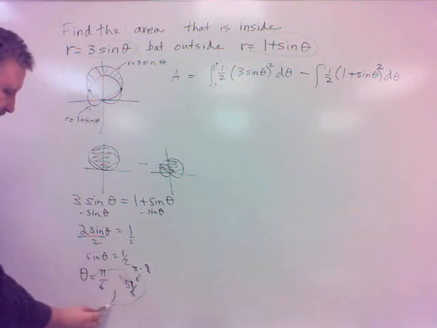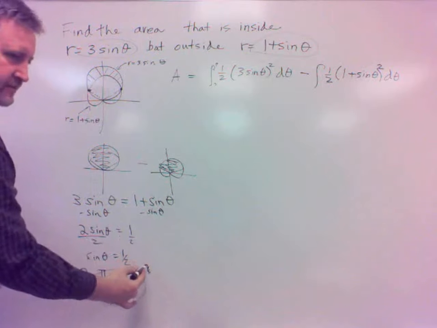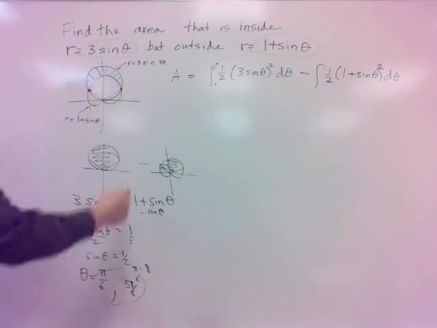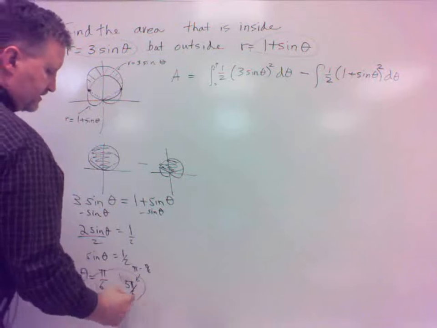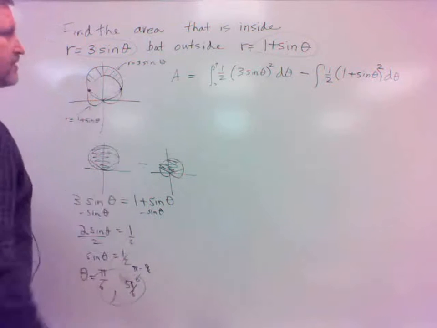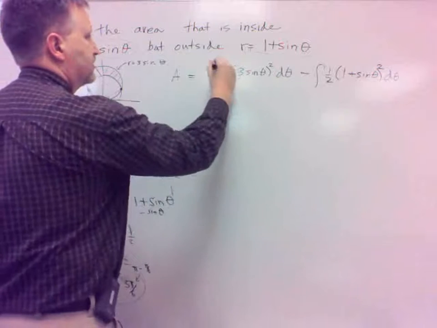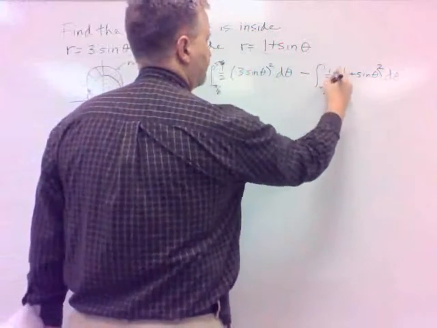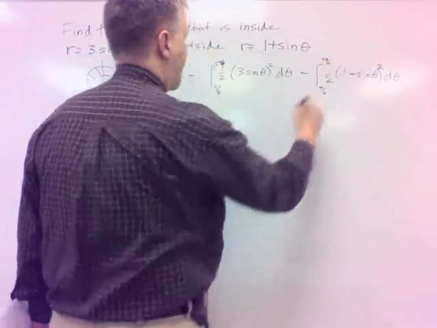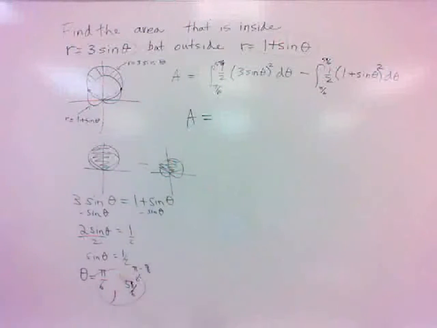And so those are my limits. Of course, there's many other solutions to that. You keep going 2 pi's and so forth. But those are the two I need because of where they're located. All right, so pi over 6 to 5 pi over 6, for both of them.